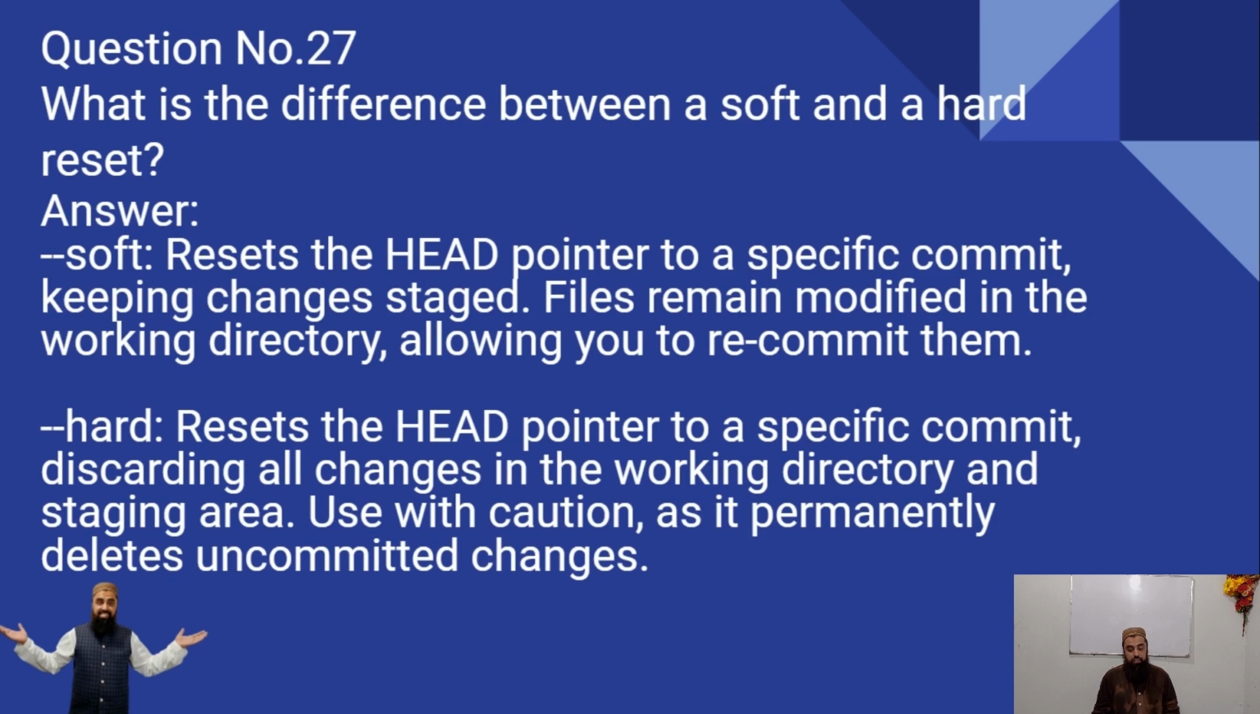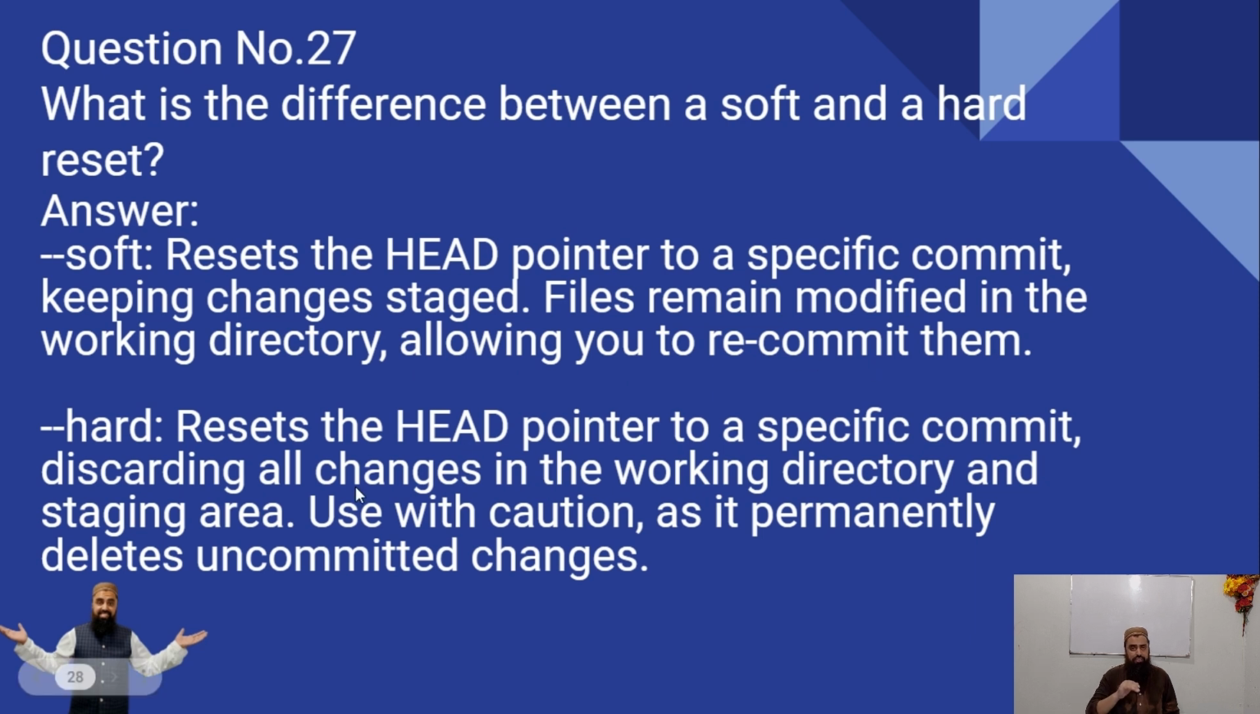What is the difference between a soft and a hard reset? Now there are actually two types: git reset hyphen hyphen hard, or git reset hyphen hyphen soft. Most of the time I have used hyphen hyphen hard reset, but there is actually a difference. What is that difference? Soft resets the head pointer to a specific commit, and the changes are staged. Files remain modified in the working directory, and we can recommit those files.